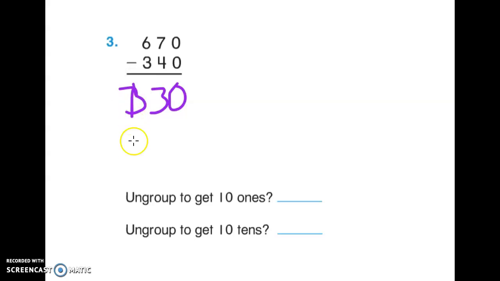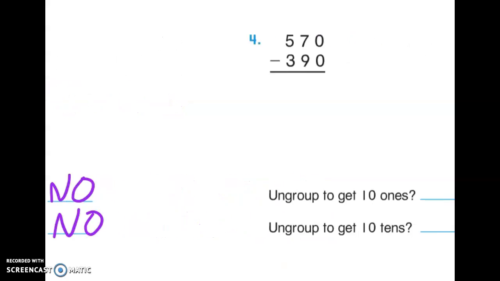So in our first one, did we ungroup to get 10 ones? Nope. Did we ungroup to get 10 tens? Nope. We didn't ungroup at all, so it's an easy answer of no. On to our next one.